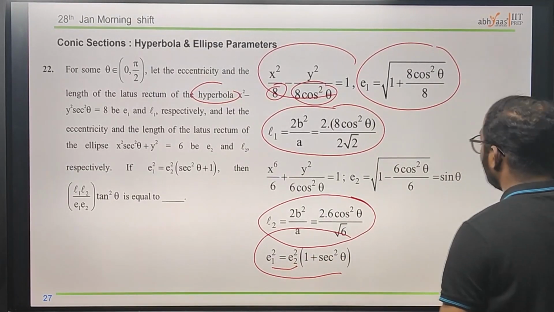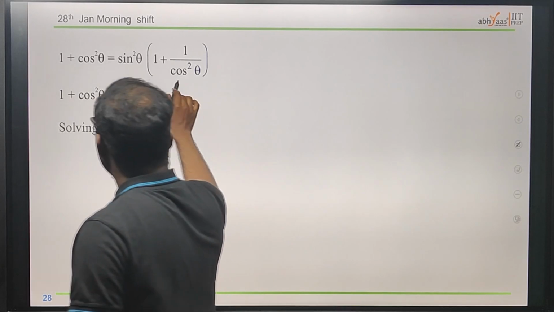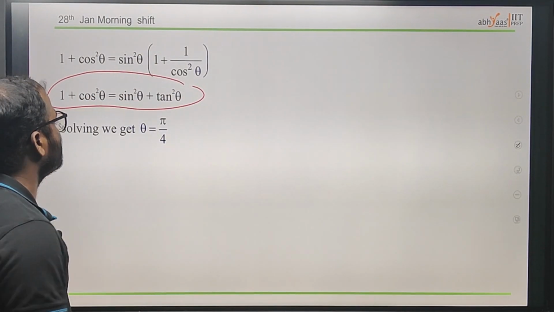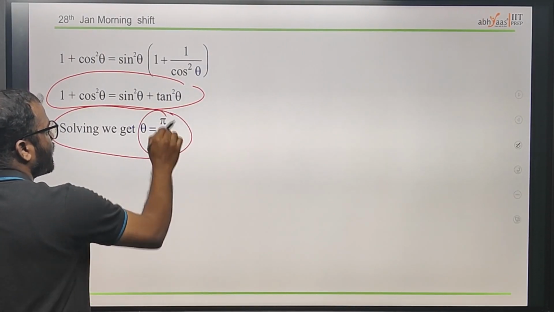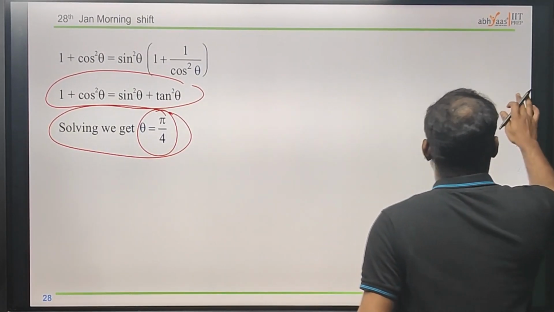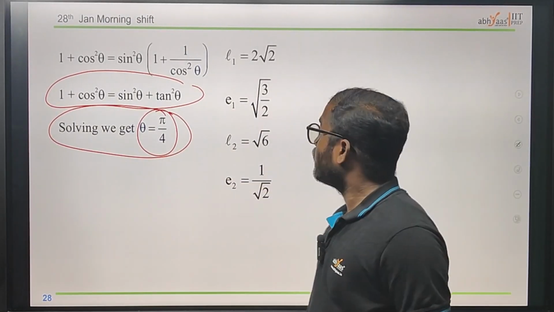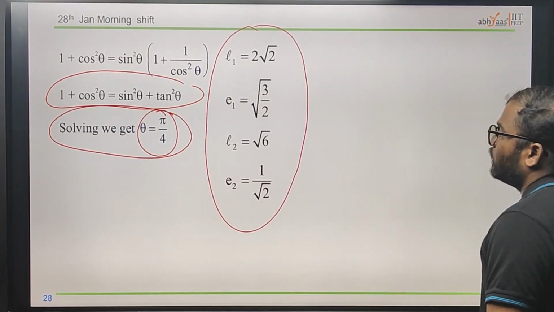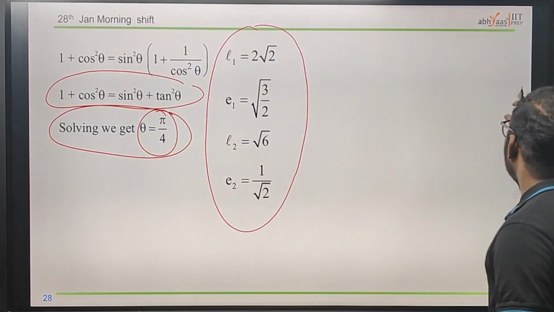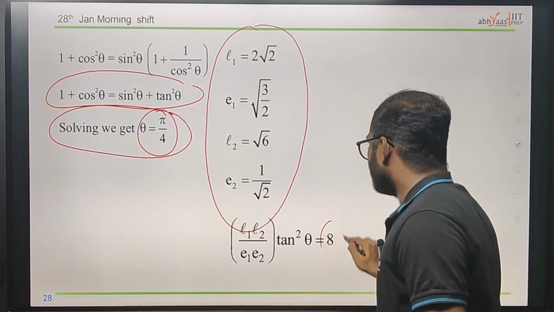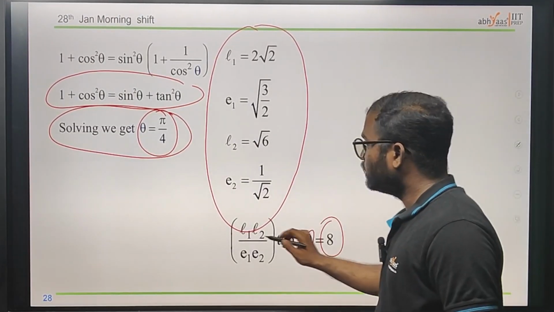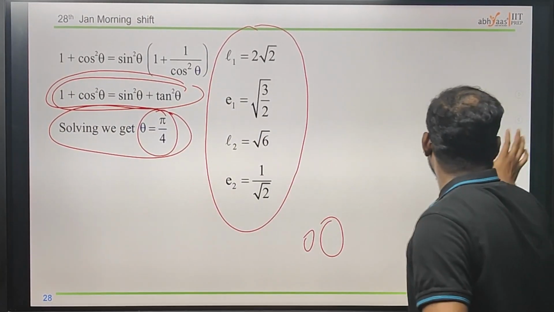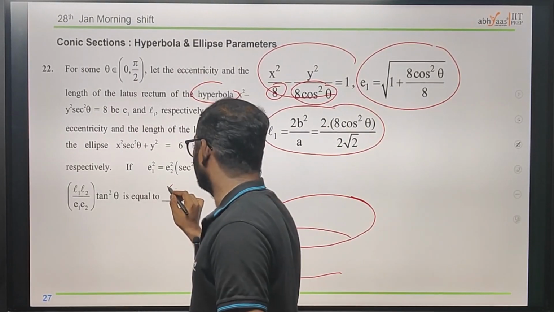We just equate with E1. Further simplification leads to 1 plus cos square theta equal to sin square theta plus tan square theta, and taking the LCM with cos square theta, after solving we got theta as pi by 4. Now after substituting theta, we can easily find L1, L2, E1 and E2. Now we have all the values. Therefore, just substitute the values and we will get the answer as 8, where theta is pi by 4.